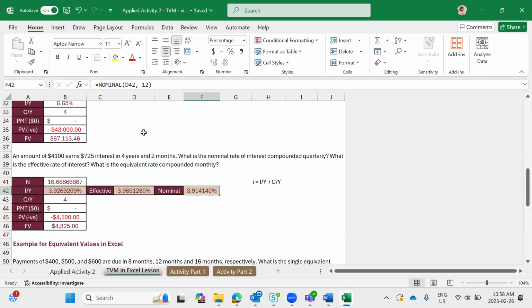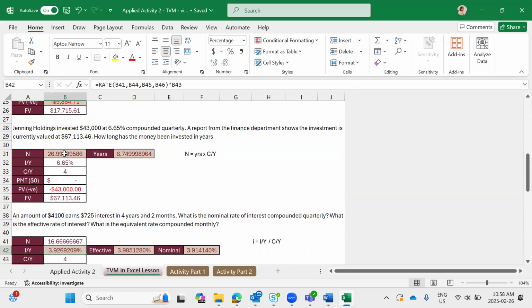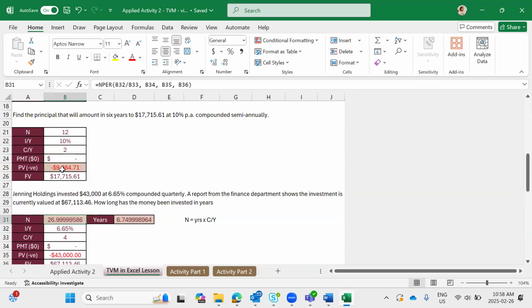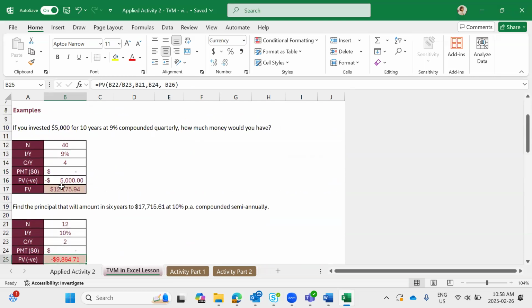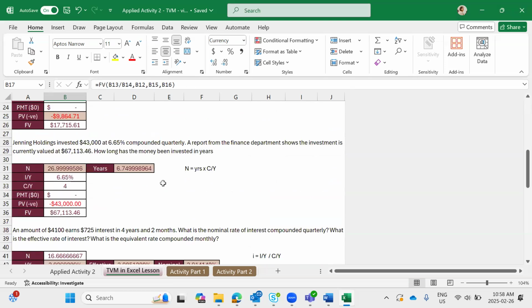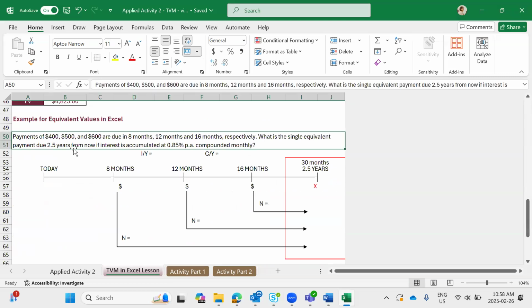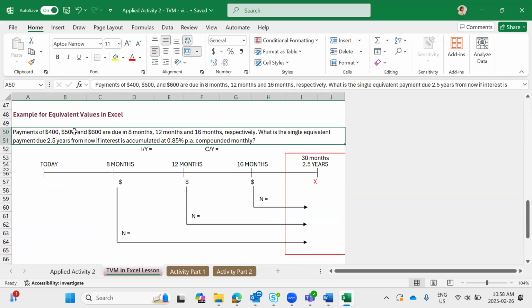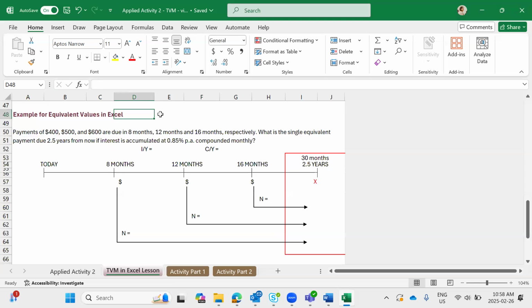Okay, so we've now learned all of the compound interest functions in Excel. IY, which is the RATE formula, N, which is the NPER formula, PV, which is the PV formula, and FV, which is the FV formula. The only additional thing that we did in class that we haven't done here is questions where you have to combine multiple calculations. So let's look at one of those as our last example in this lesson today.